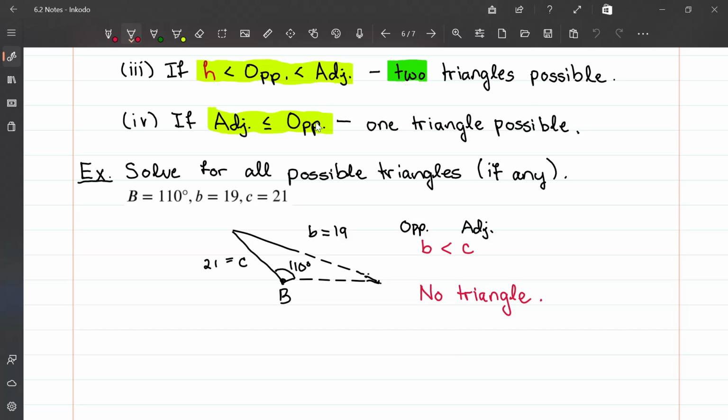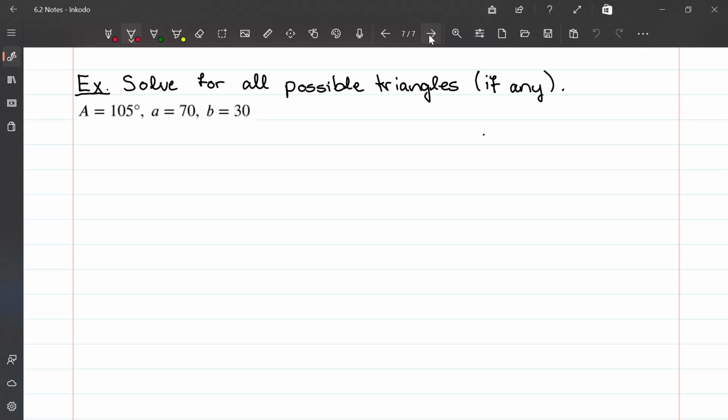Well, that was kind of anticlimactic. Let's do another one. Okay, same sort of problem. This time we were told that we were given A, little a, and little b. So let me go ahead and draw that triangle.